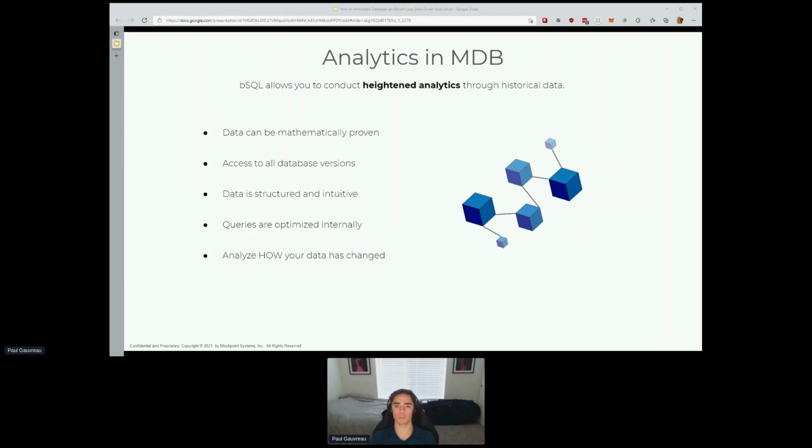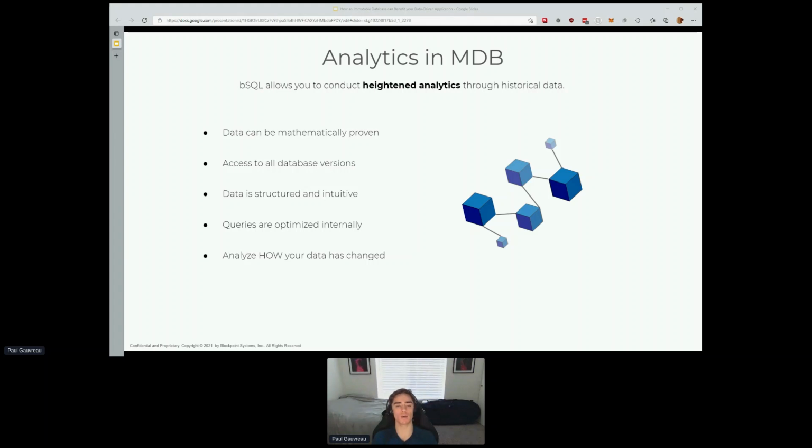Now, the next thing we're going to talk about is analytics, right? Now that you are storing all this additional data, the historical records of it, you have a more holistic view of your data, right? You can mathematically prove the record's integrity to make sure that data hasn't changed, and that the person that inserted it was who they say they were. But that data is still structured, right? It's still relational. You don't lose what makes a relational database. And in addition to that, you can have all these new types of queries.